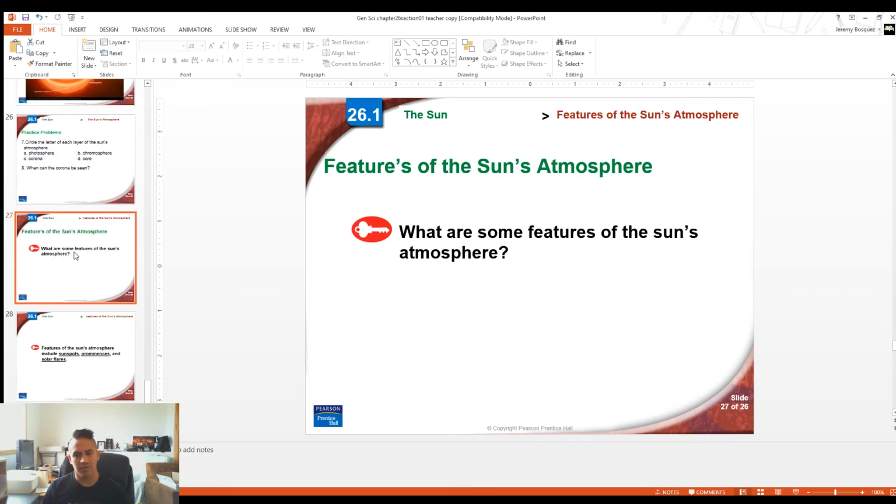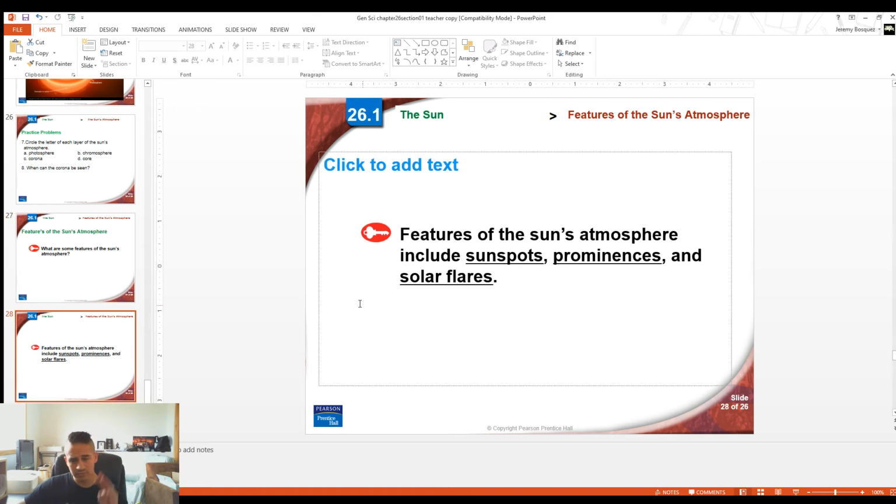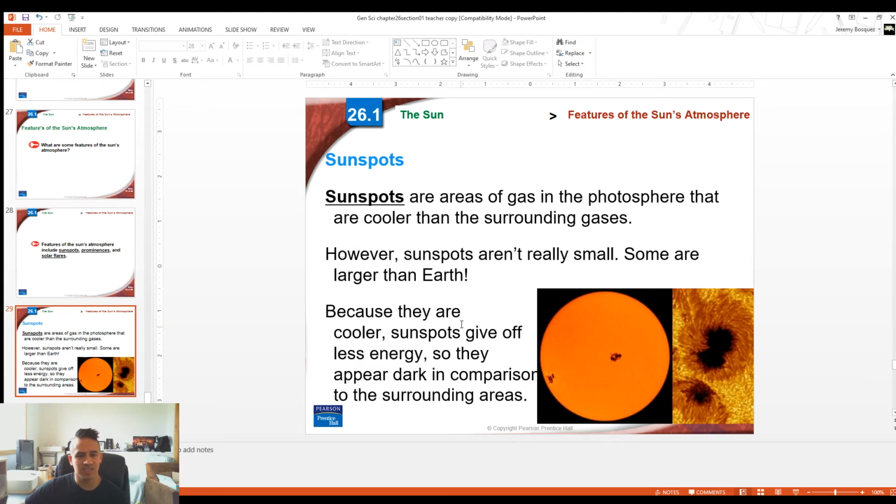All right. As for some features that the sun has on its surface, there's three main ones we're going to talk about here. Okay, sunspots, prominences, and solar flares. Sunspots, if you've ever seen an image of the sun, you might notice it has these dark spots on it, or almost like blemishes. It's kind of strange. So these are known as sunspots.